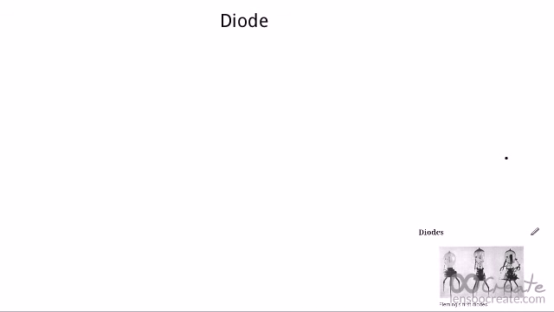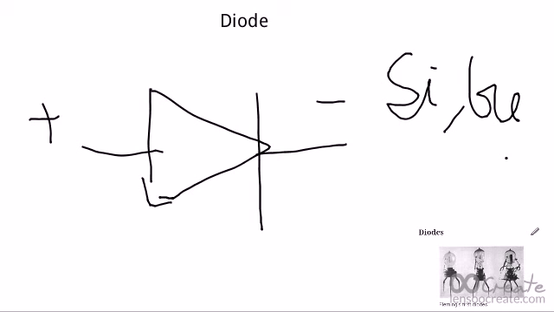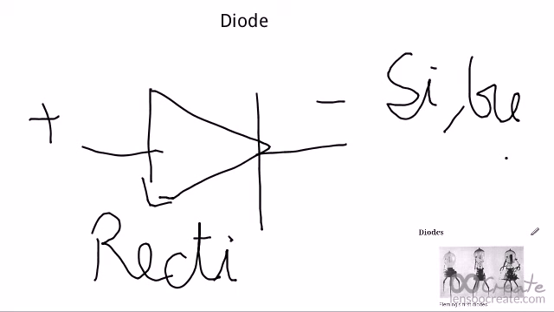Now, what is a diode? A diode is shown on the right hand side. This is the symbol. This is the anode, this is the cathode. A diode is made up of silicon, germanium or selenium, and it is used for rectification.